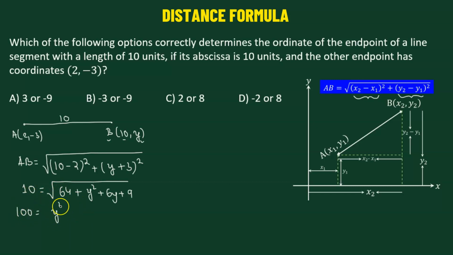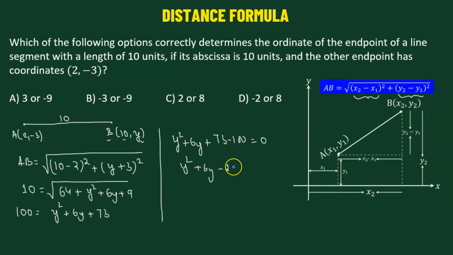That equals y squared plus 6y, plus 64 plus 9, that's going to be 73. Fine. Now we have y squared plus 6y plus 73 minus 100, that equals 0. So we get y squared plus 6y minus 27 equals 0.